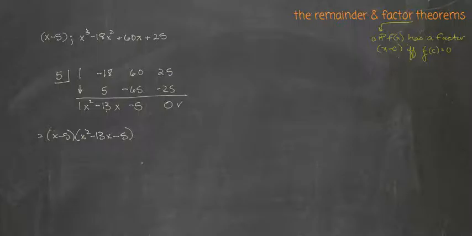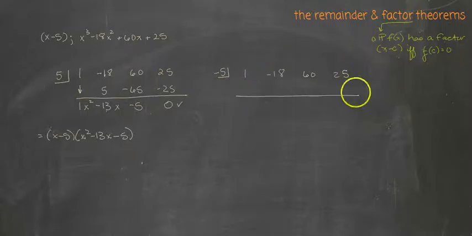But let's look and see what happens. What if I had tried instead, for the very same problem, the factor x plus 5, which means I would divide by a negative 5. Same thing, 1, negative 18, 60, and 25. So I'm going to bring down the 1. Negative 5 times 1 is negative 5. Add, negative 23. Negative 5 times negative 23 is going to be a positive, and 5 times 23, well, 5 times 2 is 115. So positive 115.